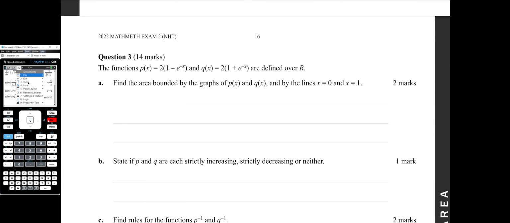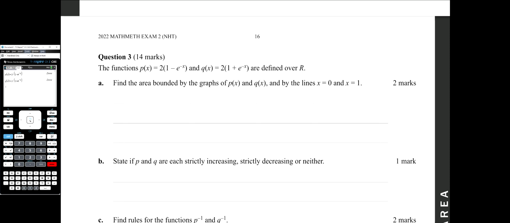So as always, doc for 1 to add a new problem. The functions p of x and q of x, so let's straight away define them. p of x is defined as 2 times (1 minus e to the negative x), and q of x is defined as 2 times (1 plus e to the negative x). There we go. That's what we've got, and we're defining them over all real numbers, so that's completely fine.